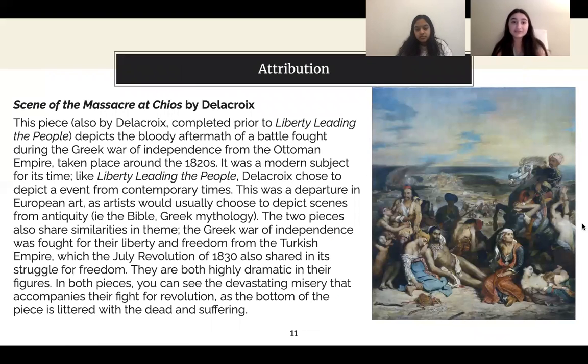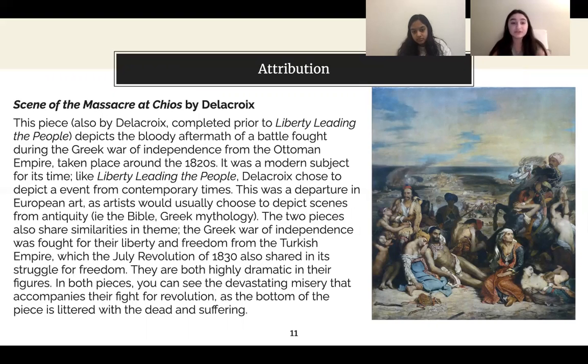For my attribution, I chose Scene of the Massacre at Chios by Delacroix. So this piece, also by Delacroix, completed prior to Liberty Leading the People, depicts the bloody aftermath of a war fought during the Greek War of Independence from the Ottoman Empire that took place around the 1820s. It was a modern subject for its time. Like Liberty Leading the People, Delacroix chose to depict an event from contemporary times.